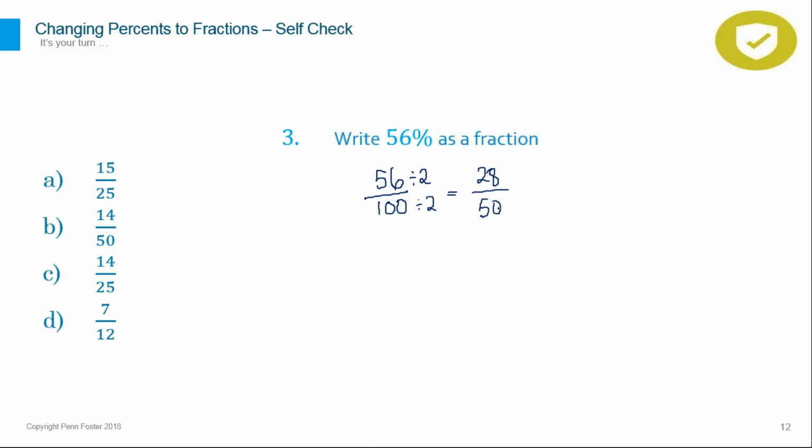Now, 28 and 50 still are even numbers. Then there is another common factor we need to eliminate. Divide over 2 and divide over 2 again. 28 over 2 is 14, and then 50 over 2 is 25. 14 and 25, nothing common between 14 and 25, so that would be your answer. And the answer in this case would be C. C is the fraction form of 56%. I hope, Omar, that I answered your question on that type of problem.